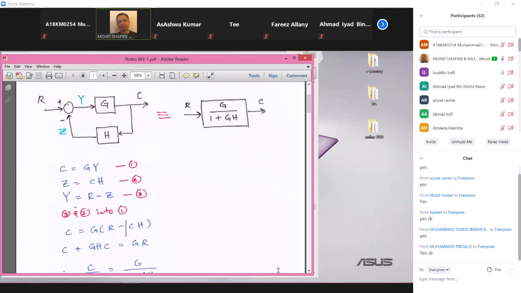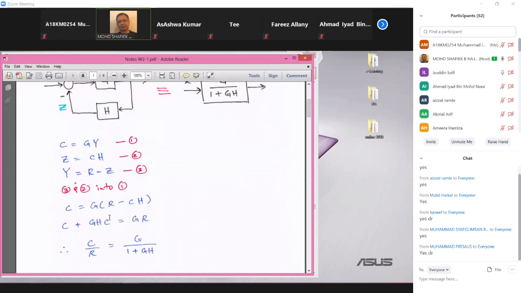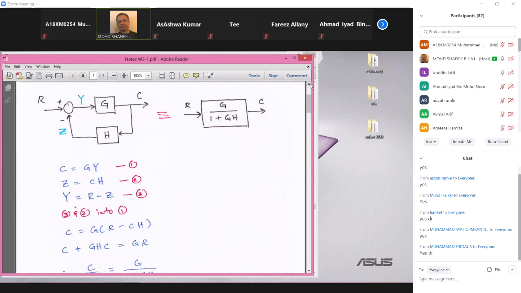So substitute equations 3 and 2, and then solve for C over R, which is output over input. And this is the transfer function. We say that you get G divided by 1 plus GH. And then we can say that these two block diagrams are equivalent. Every time you see a feedback loop, you can replace that with G divided by 1 plus GH. G is the forward transfer function, H is the feedback transfer function. All right, do you have any questions?